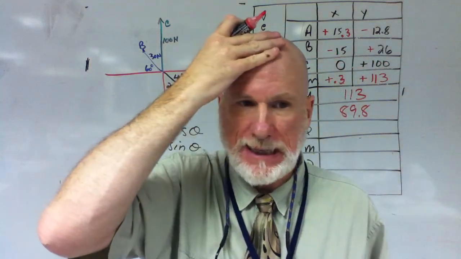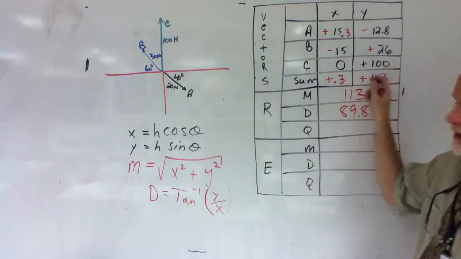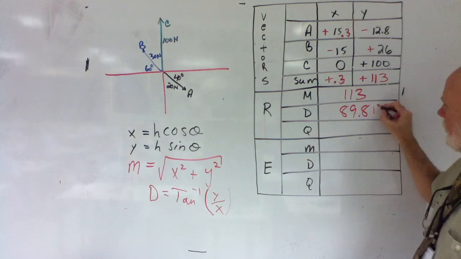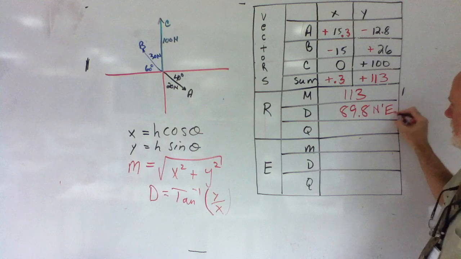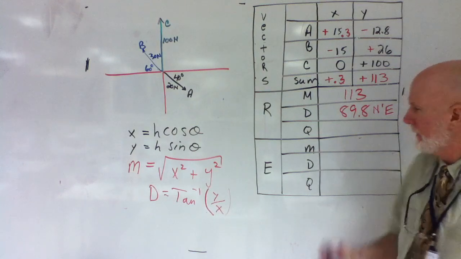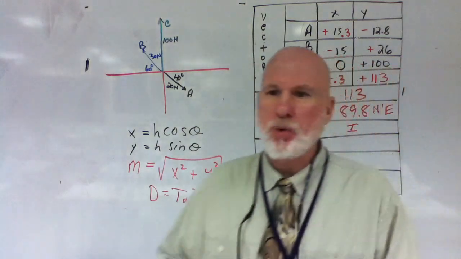So what quadrant is the answer going to be in? It's going to be in the first quadrant, right? See that? Plus, plus. So that's going to be north of east. Correct? North of east? Are you with me? Yes. And then it'll be the first quadrant. And then what's the equilibrant going to be?